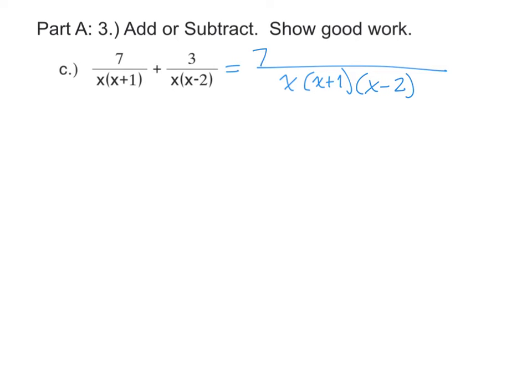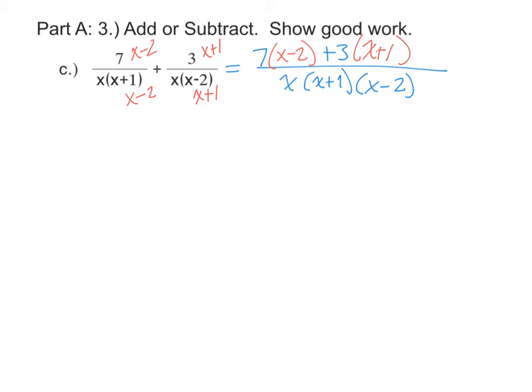Now, go back to that first fraction, that one with a 7 in it. When I look at its denominator, it has the x and the x plus 1. What's missing is the x minus 2. So I'm going to multiply the numerator and the denominator by x minus 2, which means 7 gets multiplied by x minus 2. And when I move on to the 3, the denominator of that second fraction has an x and an x minus 2 in it. What's missing is that x plus 1 that's in the middle. So I'm going to multiply this fraction by x plus 1 over x plus 1, which means 3 gets multiplied by x plus 1.